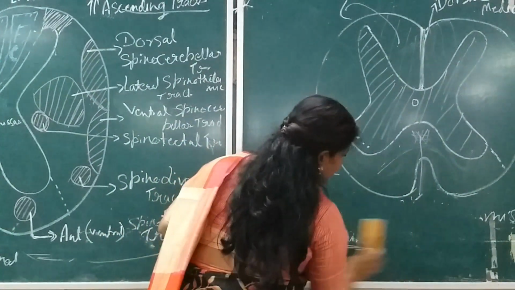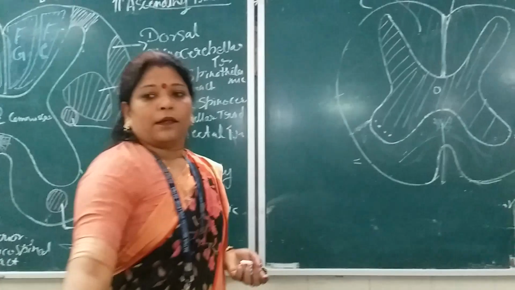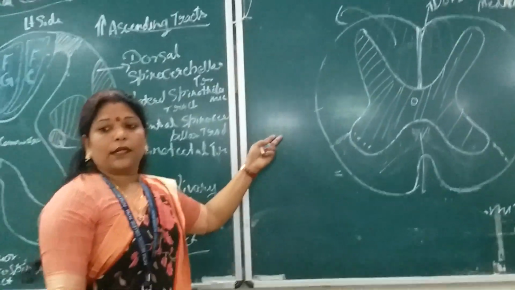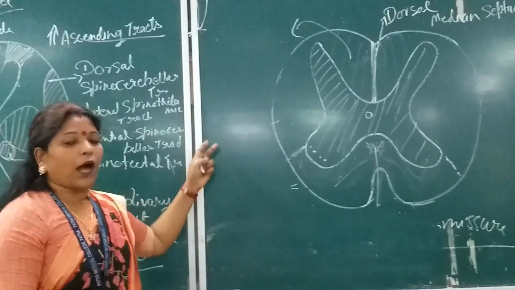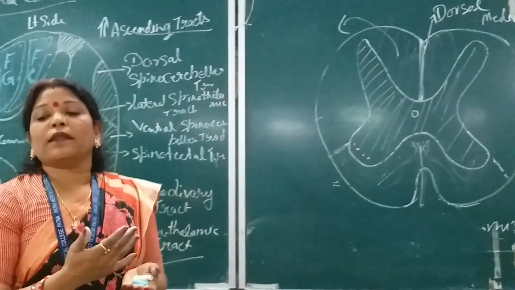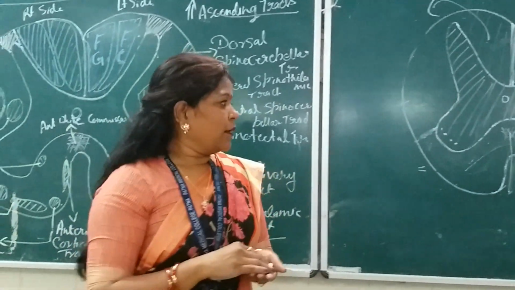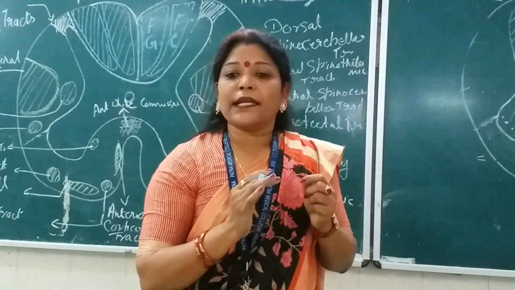Okay, so this is how the tract is formed. Now how will you give the nomenclature of these tracts, how is the tract getting its name?